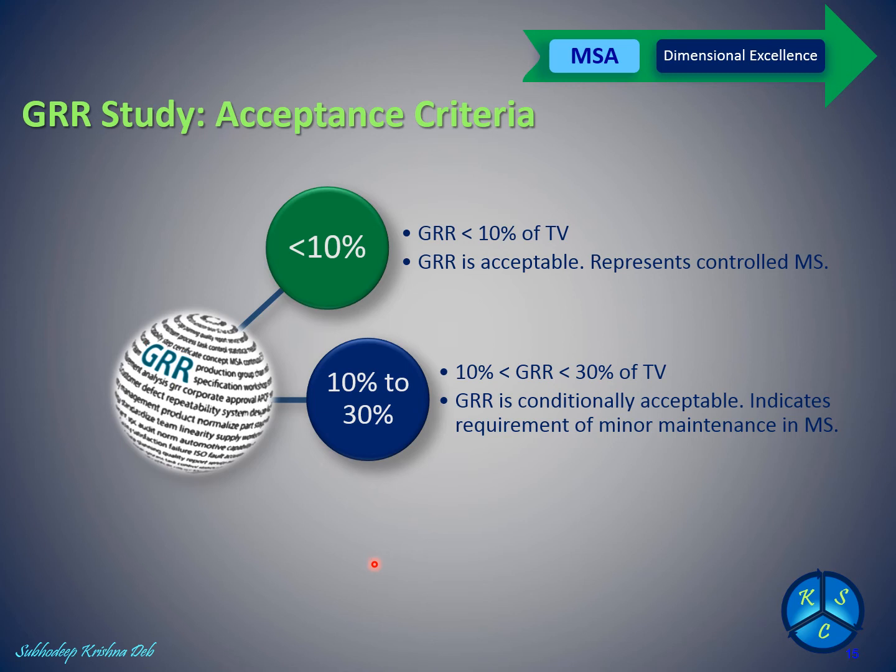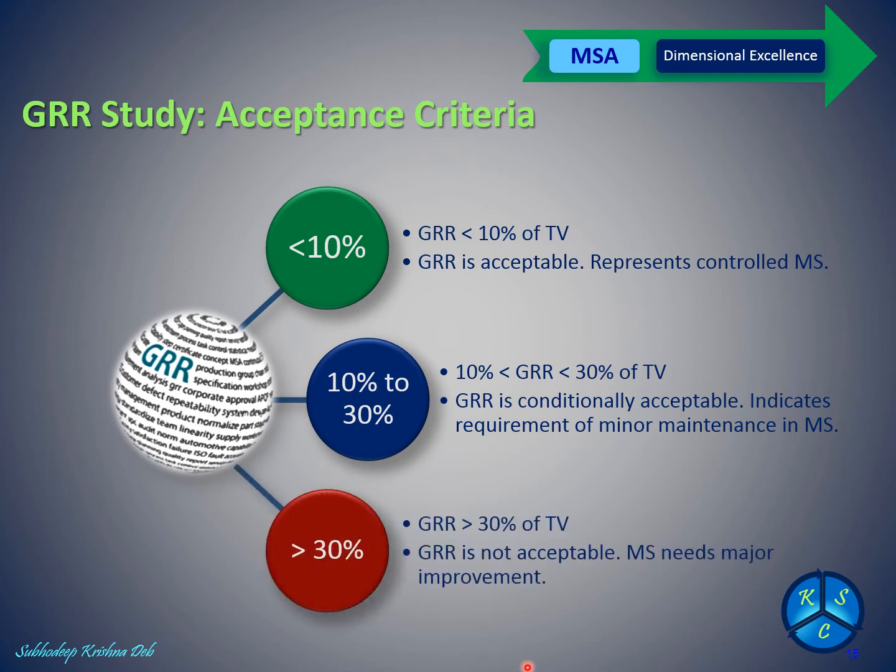Now if it is not so, the next range is 10 to 30%. If GRR is between 10% and 30% of the total variation, then we call it conditionally acceptable. It indicates that minor maintenance is required for the measurement system. Some improvement is required on the basis of the average chart or the range chart or the repeatability or reproducibility, which we have to drill down into as we have seen in the previous slide. After seeing this, this is the final result that we are interpreting.